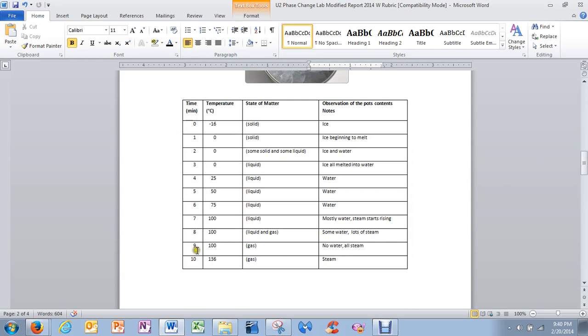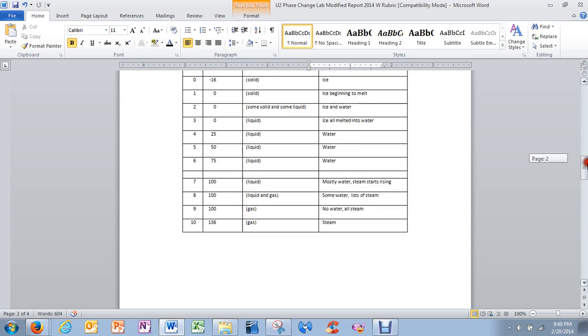This is a time table versus a temperature table, a data table that lets you know what happens for successive amounts of time to the sample, as far as temperature is concerned, as far as the state of the matter and the observation contents of the pot that they're using in that video.